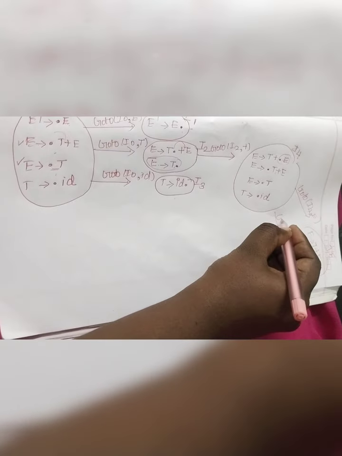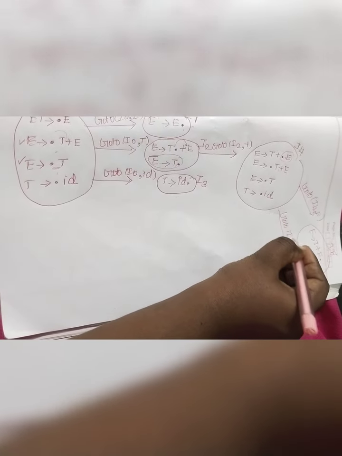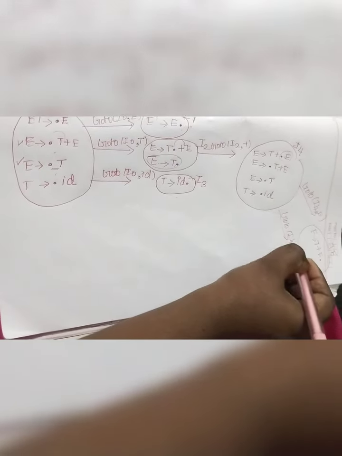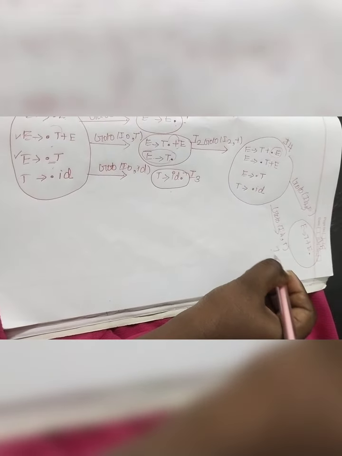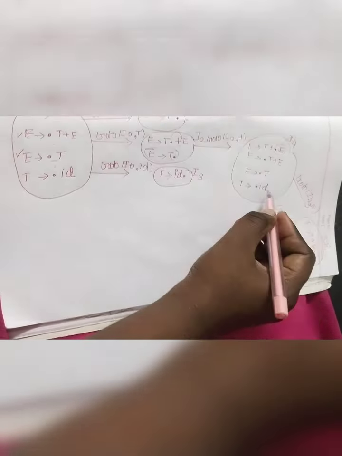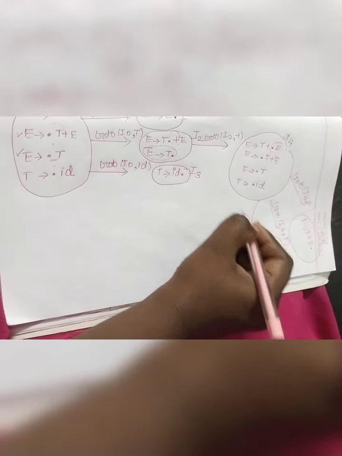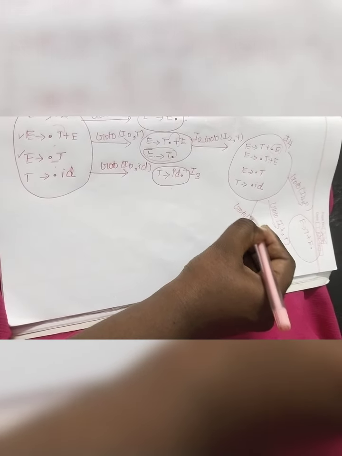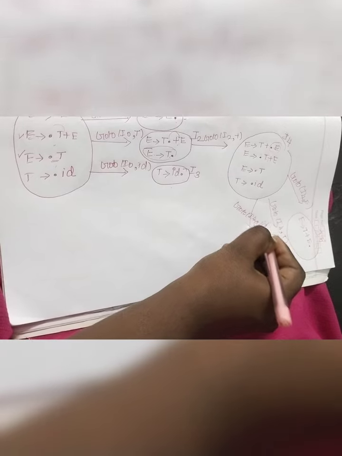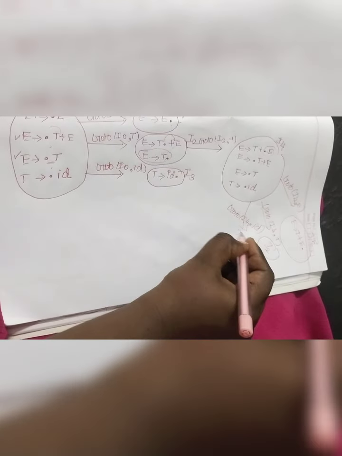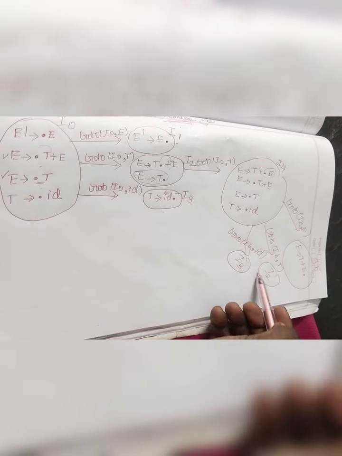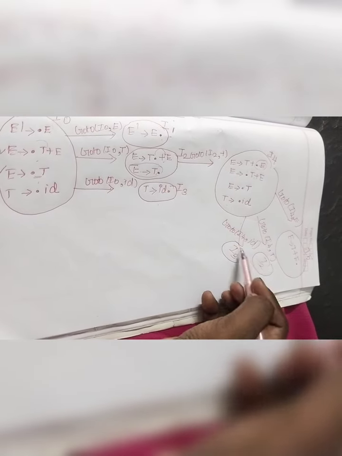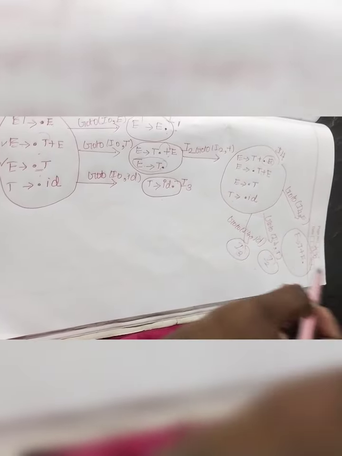Then goto of I4 comma next item. Dot followed by T. So if I do it now, I will get I2 again. So I2 is only repeated. So no need for those. Then next goto of I4 comma ID. So here if I do it now, I get I3. So if the state is already existing, if it is repeated, no need to do this again. Here the dot ends now, no need to do this again.